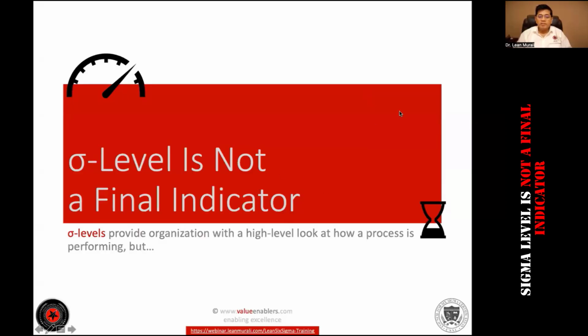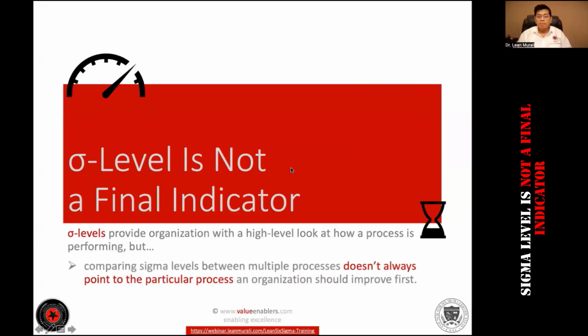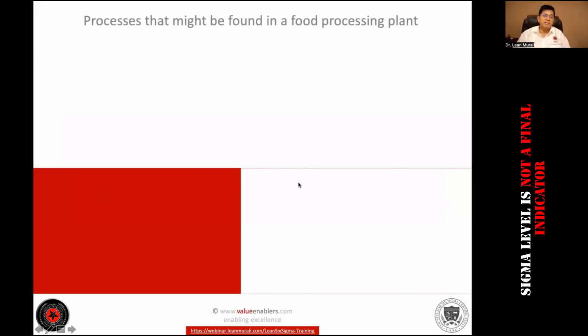Sigma level provides the organization with a high level look at how a process is performing. But comparing sigma level between multiple processes does not always point to a particular process an organization should improve first. Okay, let us see some examples.